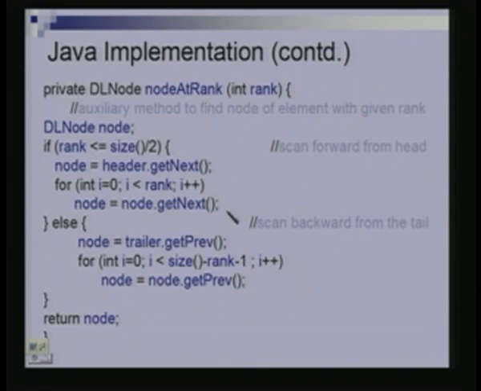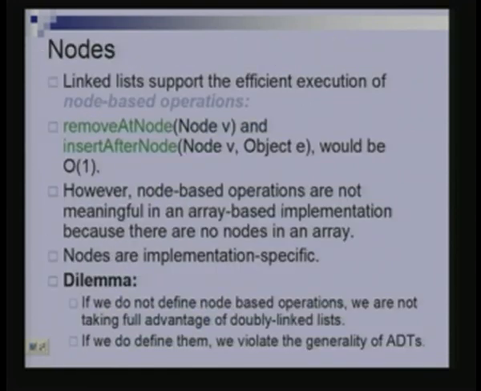I have done essentially that, except a small improvement: if the rank is less than the size of the list divided by 2, then I start from the header, and if it is more than size by 2, I start from the tail. Just a small improvement and nothing more, right? But you could do such a thing. Because if your list had 100 elements in it and you are looking for the element at rank 98, then there is no point starting from the header. It is better to start from the tail, right.